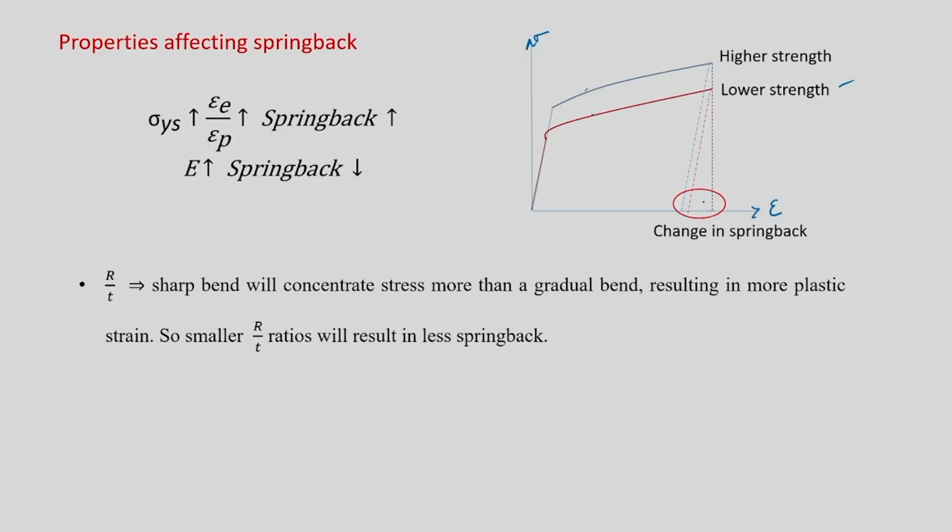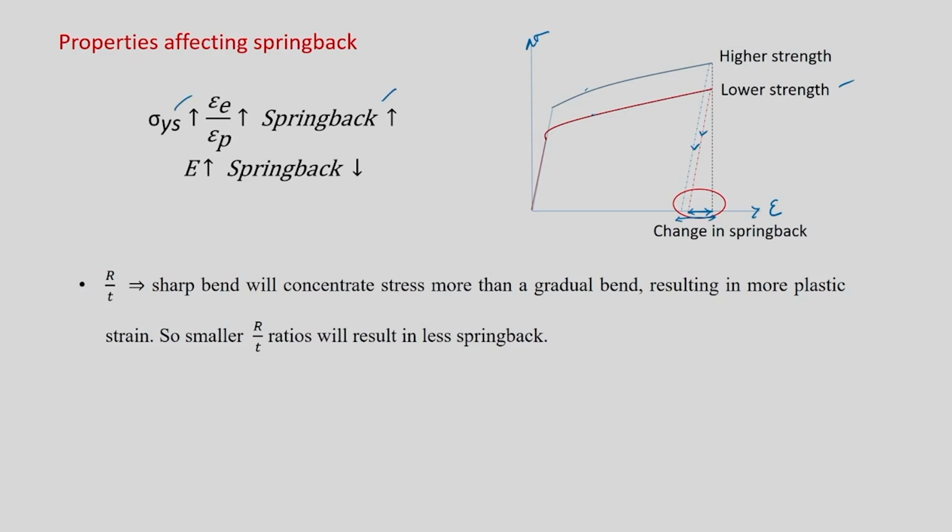You will see that at the same strain you deform it and then try to unload it. The red color one, low strength, will unload in this path, whereas the blue one will be in this path, and you will see a change in the spring back. So high strength actually has more change in strain, which is responsible for more spring back. So the larger the strength, the larger the spring back.